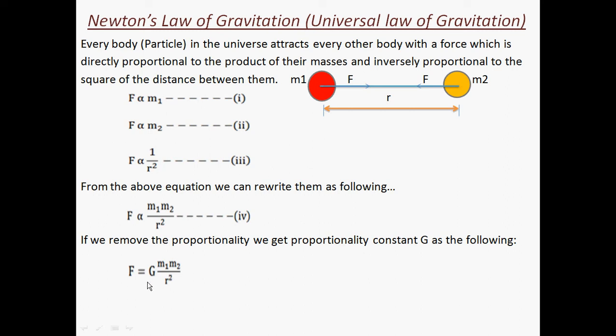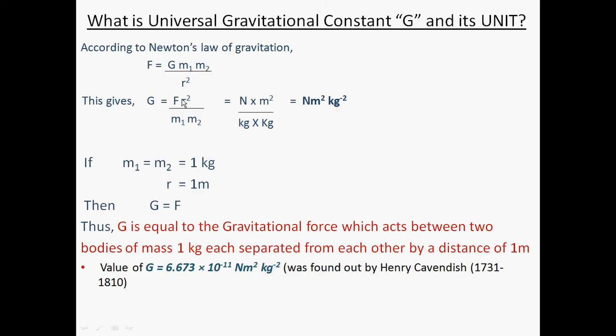It is a universal equation for the attractive force between two bodies, that is F is equal to G m1 m2 upon r square. Now, what actually is the universal gravitation constant G, and what is its unit? If we take the formula F is equal to G m1 m2 upon r square, and transfer the r square to the left hand side, the formula comes out as G is equal to F r square upon m1 m2.